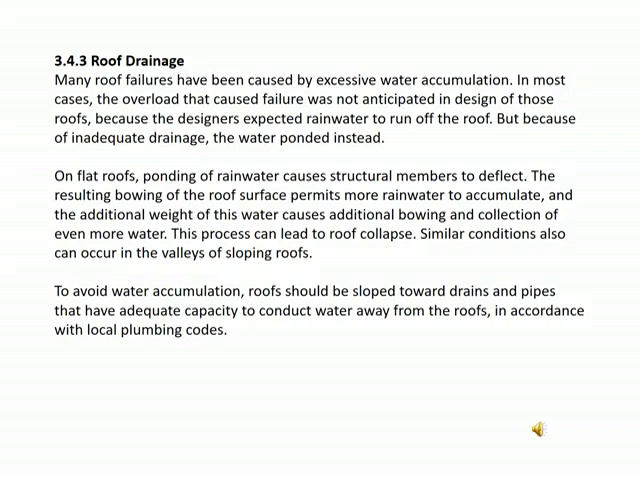To avoid water accumulation, roofs should be sloped to drains, and pipes that have adequate capacity should conduct the water away from the roofs in accordance with the local plumbing code. So therefore the roof should be sloped, and after this all the drains and pipes should be installed, so that all the water flowing from the roof is collected and taken away. Those have to be done in accordance with the local plumbing code.